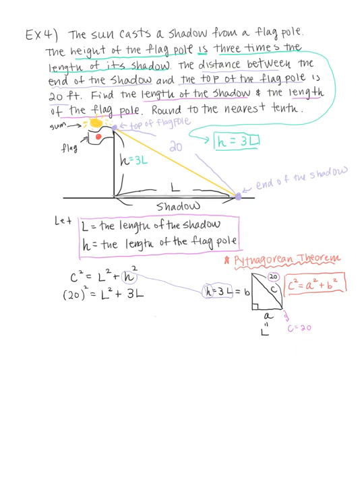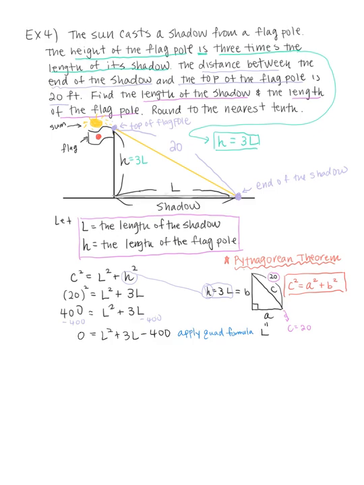So let's just compute. 20 whole quantity squared is 400, equals L squared plus 3L. Now let me subtract 400. So we now have 0 equals L squared plus 3L minus 400. Now I don't feel like factoring this, so what I'm going to do is apply the quadratic formula. So let me just write that formula out.